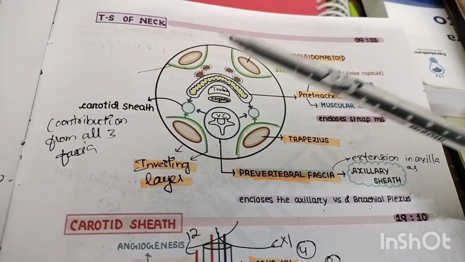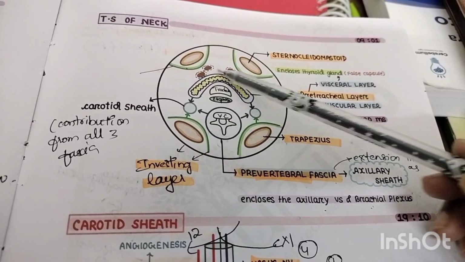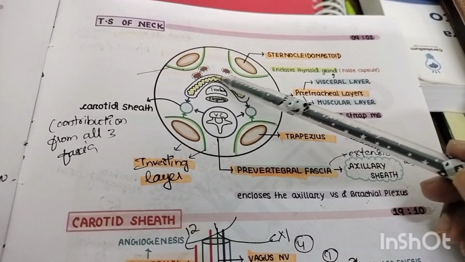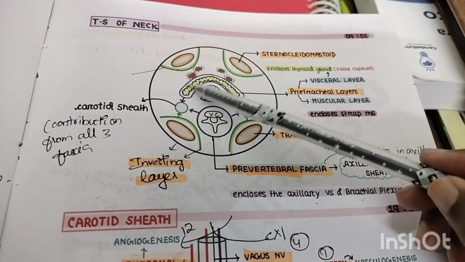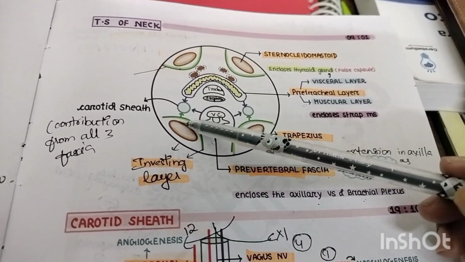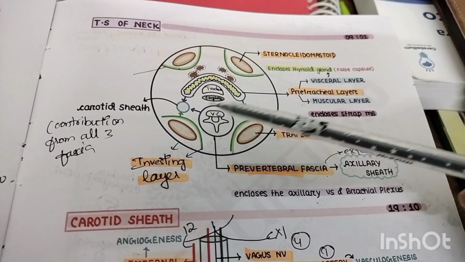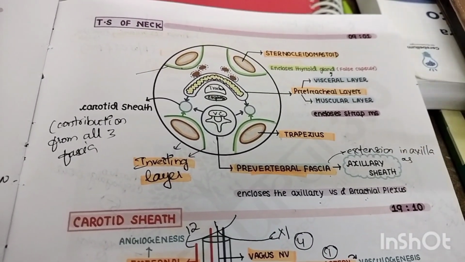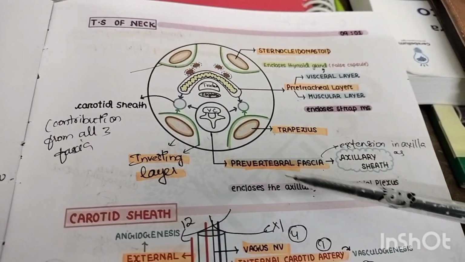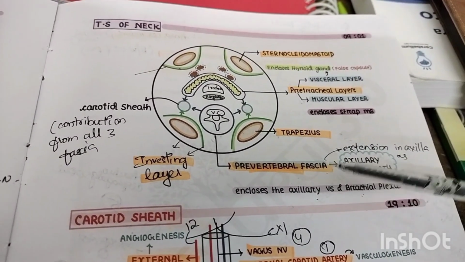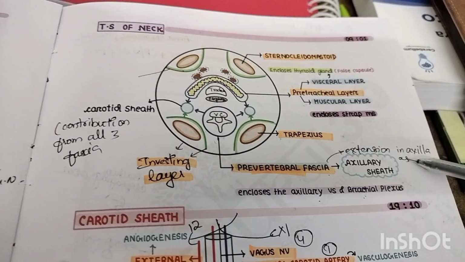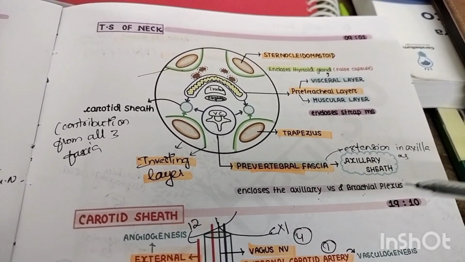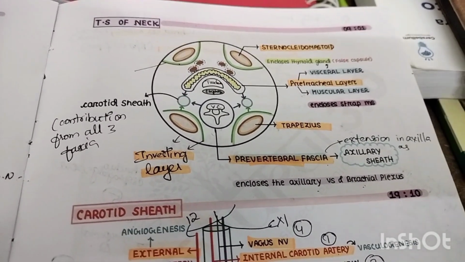It consists of two layers, visceral and muscular. The muscular layer encloses the strap muscles, and the visceral layer encloses the thyroid gland and forms the false capsule of the thyroid gland. All these layers, that is the investing layer, prevertebral layer, and the pretracheal layer, will give rise to the carotid sheath. The prevertebral fascia extends into the axilla as the axillary sheath, which encloses the axillary vessels and also the brachial plexus.